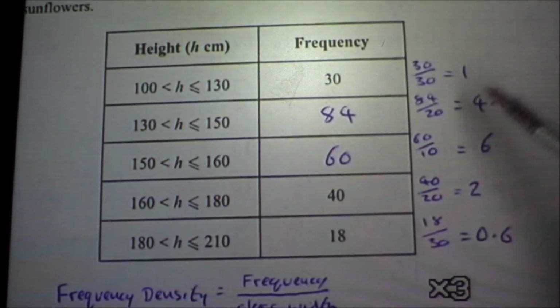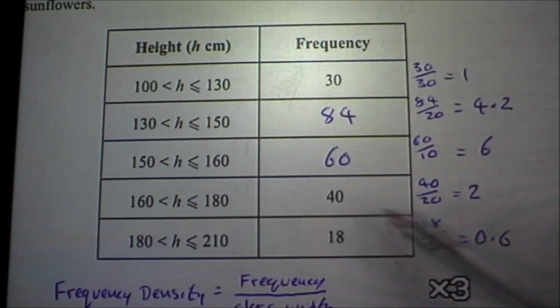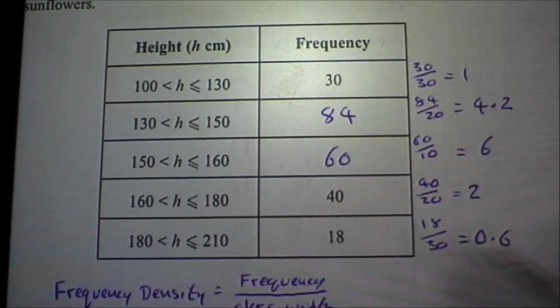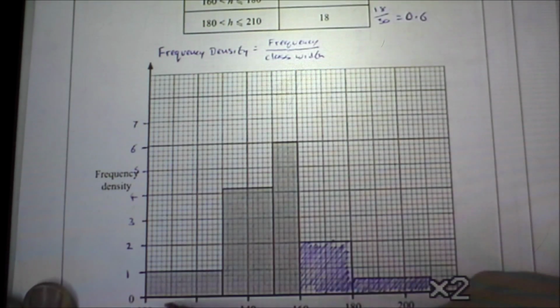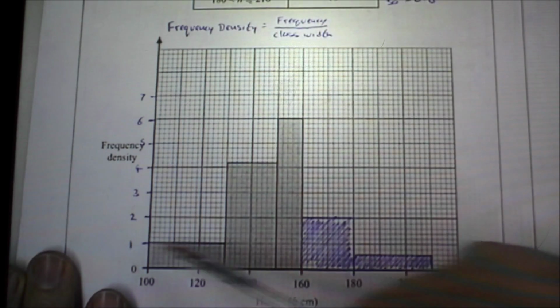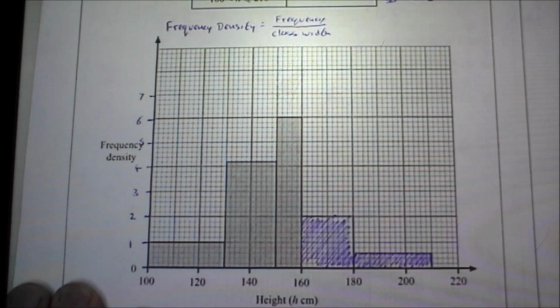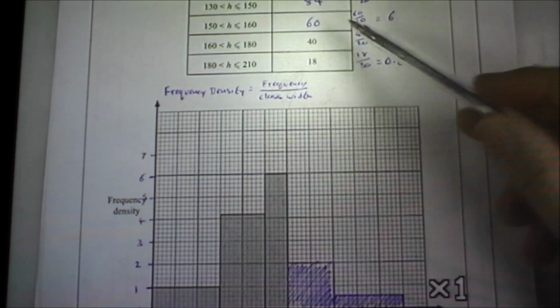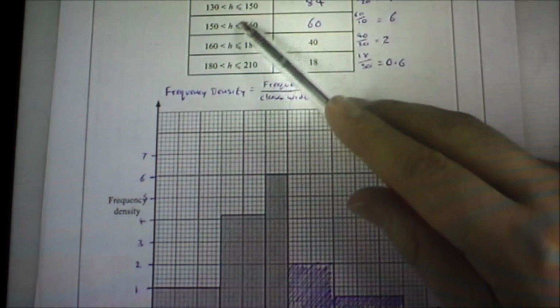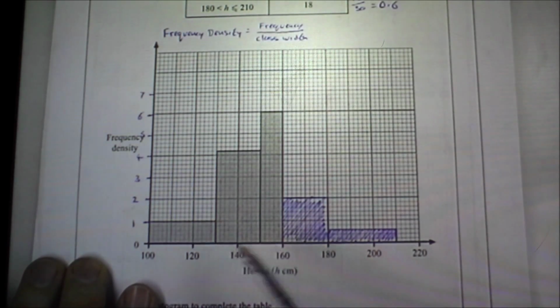So you've got 30 over 30, which is 1, 40 over 20, which is 2, and 18 over 30, which is 0.6. Mark your scale on, which is what I've done here, because the first one, look there, 100 to 130 is 1, so I've marked that up the side. And then you can fill out the last two, shouldn't be too much of a problem, and then you can also go back and rework these ones. So 130 to 150 goes up to 4.2, because it goes up in 2s. So what divided by 20 is 4.2? Well, it's 84.